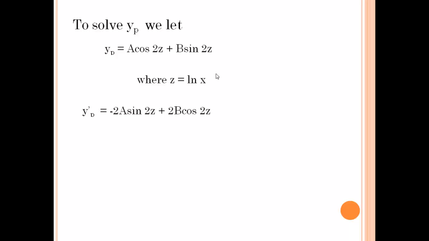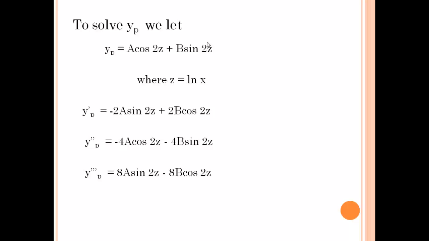Now to solve yp, we let yp is equal to a cosine 2z plus b sine 2z, where z is equal to ln of x. Now taking the first derivative of yp would give us negative 2a sine 2z plus 2b cosine 2z. The second derivative of yp is equal to negative 4a cosine 2z minus 4b sine 2z. And the third derivative of yp is equal to 8a sine 2z minus 8b cosine 2z.